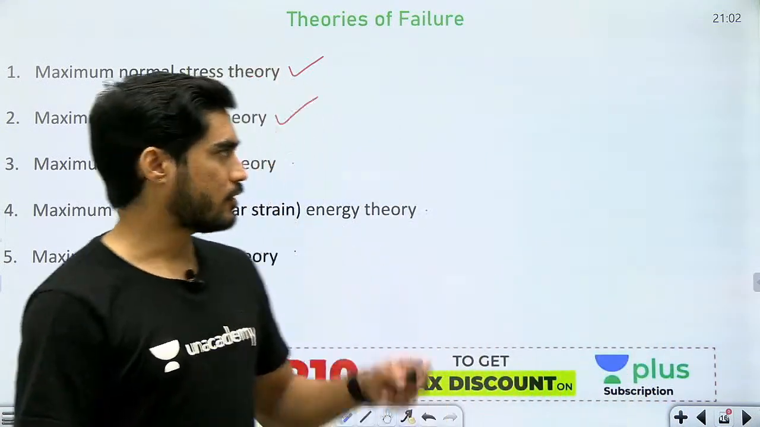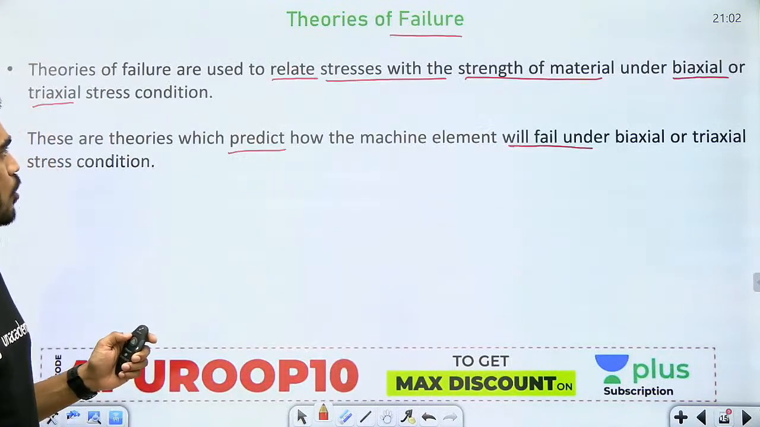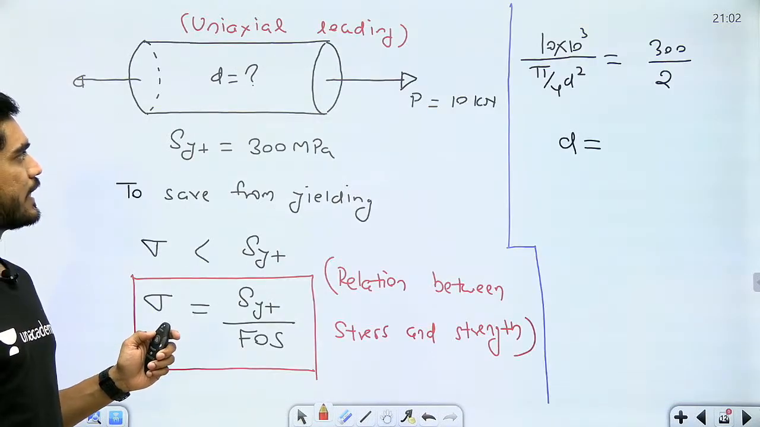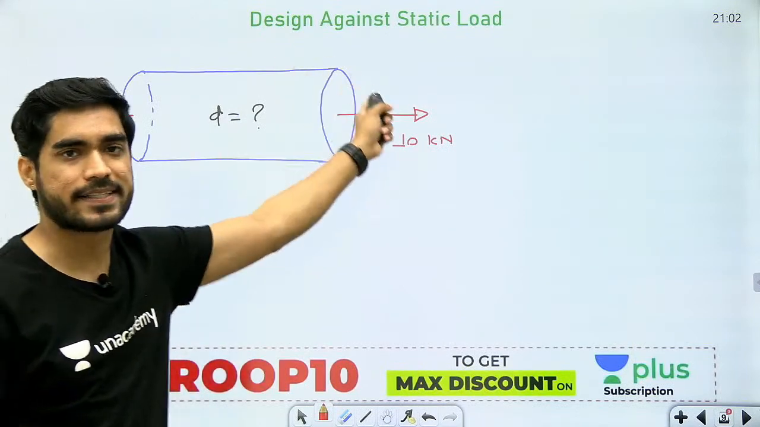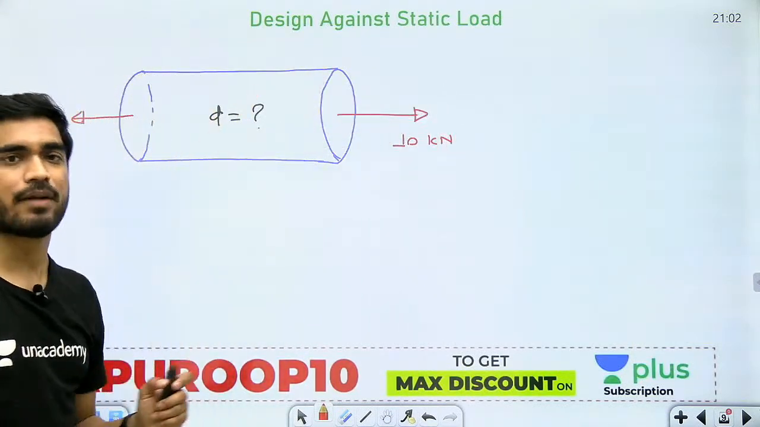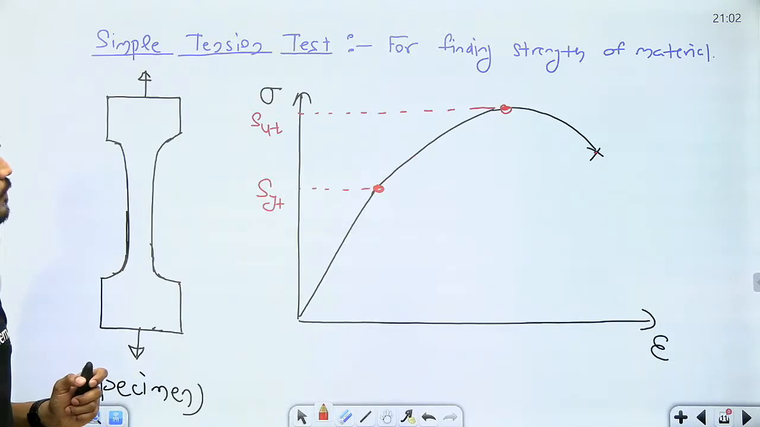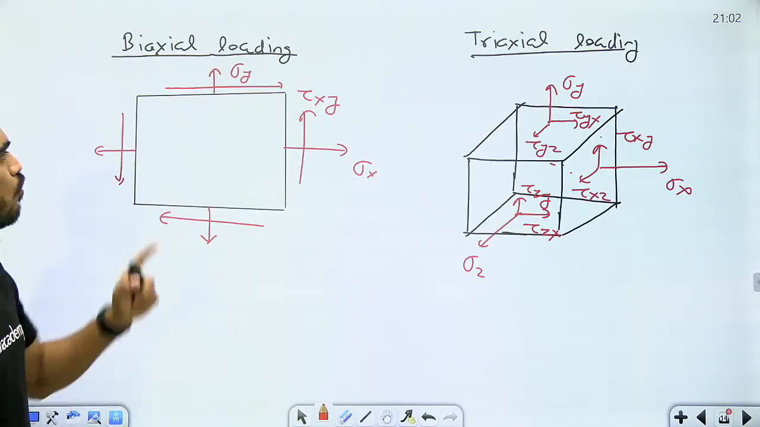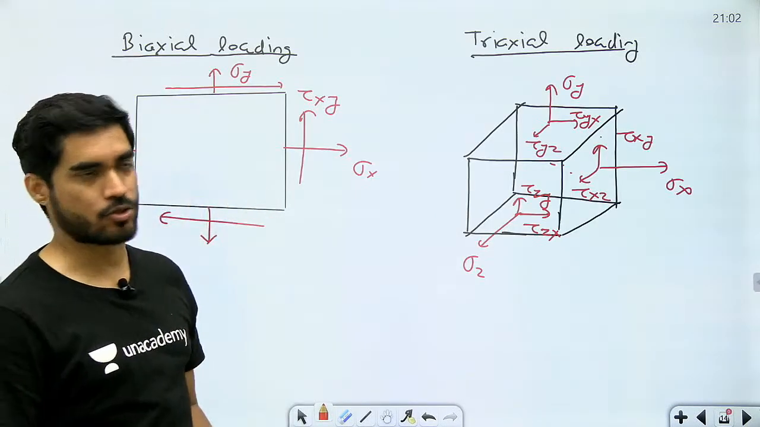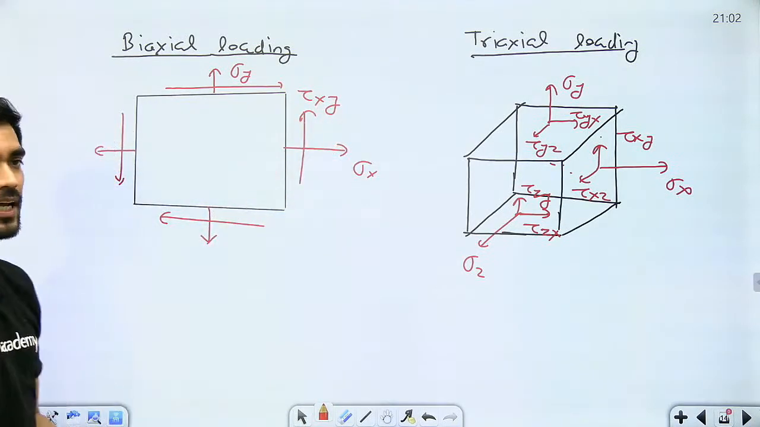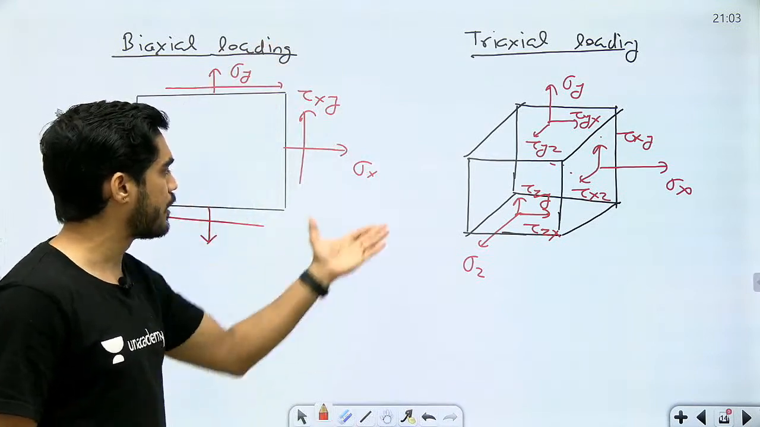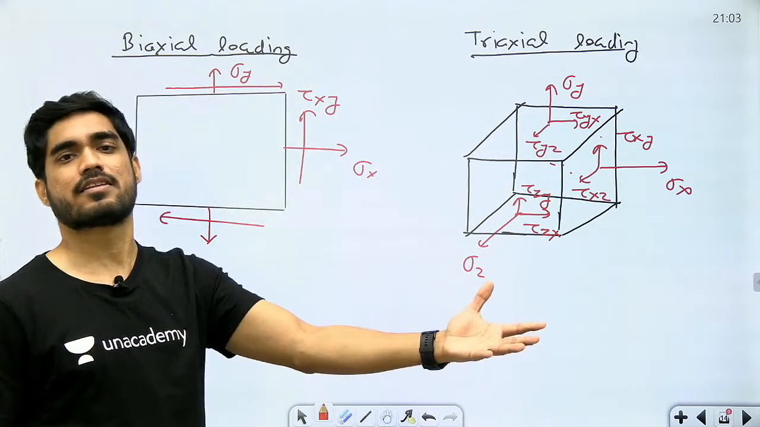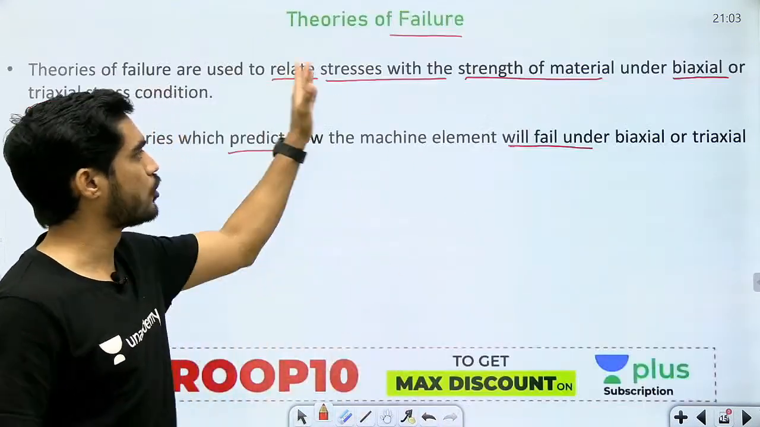Okay, so beta today we saw what is design against loading. Okay, design against loading means the load is given and you are calculating the dimension of the body. Then we saw why do we need theories of failure? So under biaxial and triaxial loading, we have multiple stresses. So in order to relate these multiple stresses with strength of material, we need theories of failure.